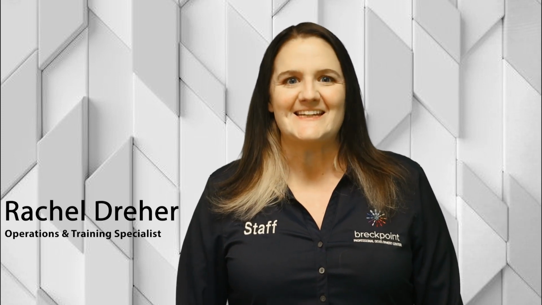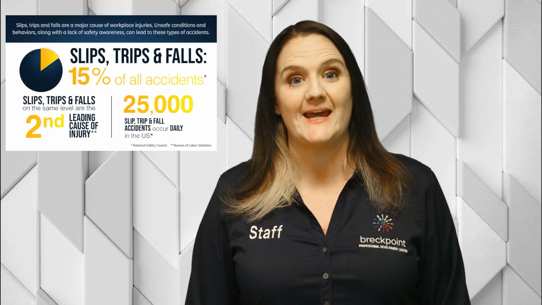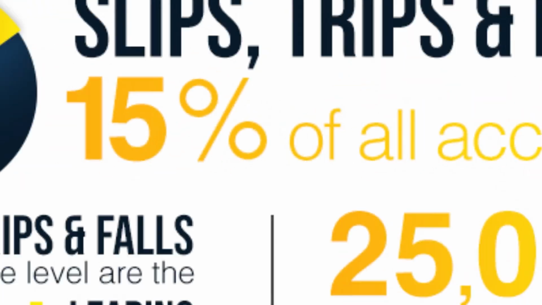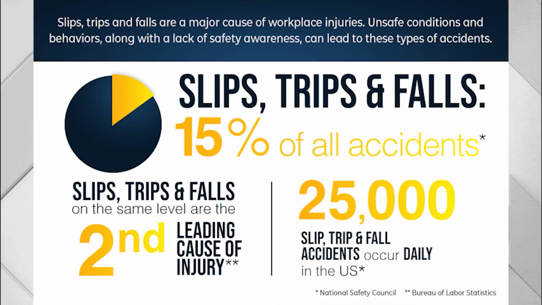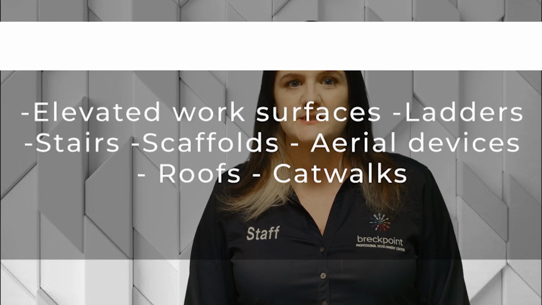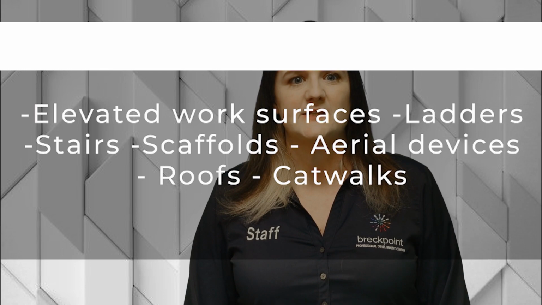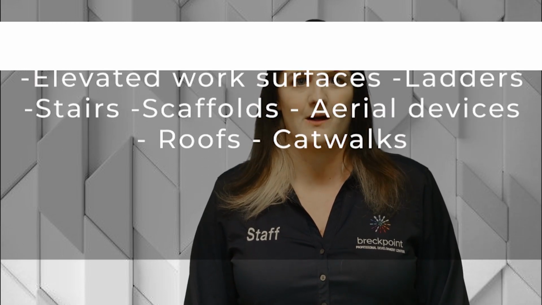If you don't already know, my name is Rachel Dreyer, and today we will be discussing fall protection in the construction industry. Falls are among the most common reasons for workplace injuries and fatalities in California. Falls generally occur when employees are working at an elevated height and are not adequately protected. Some examples include employees working on elevated work surfaces, ladders, stairs, scaffolds, aerial devices, roofs, and catwalks.